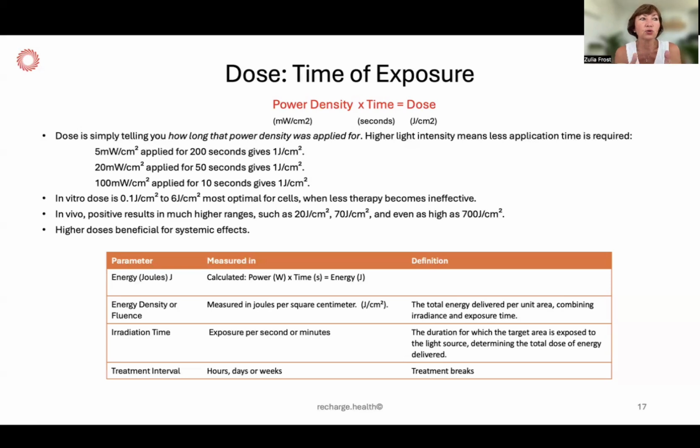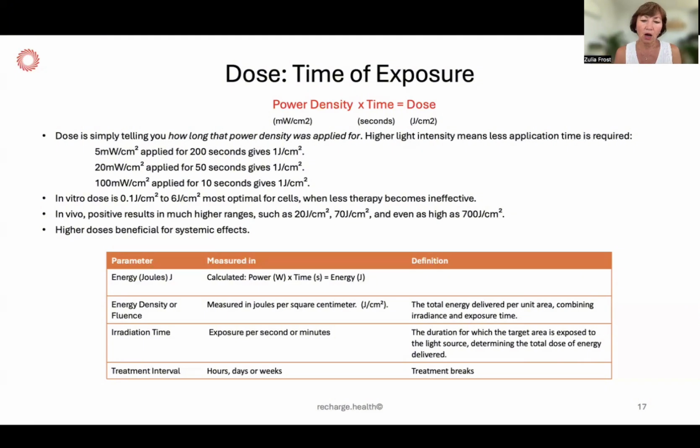So there is also a difference between what research papers are showing. If you look at the research papers, when they do studies in vitro, which means small cells taken off the body and shone light on, they of course require less energy, yes? So in in vitro studies, the dose referred to as optimal is 0.1 to 6 joules per centimeter square. If you use less or more, it becomes ineffective.